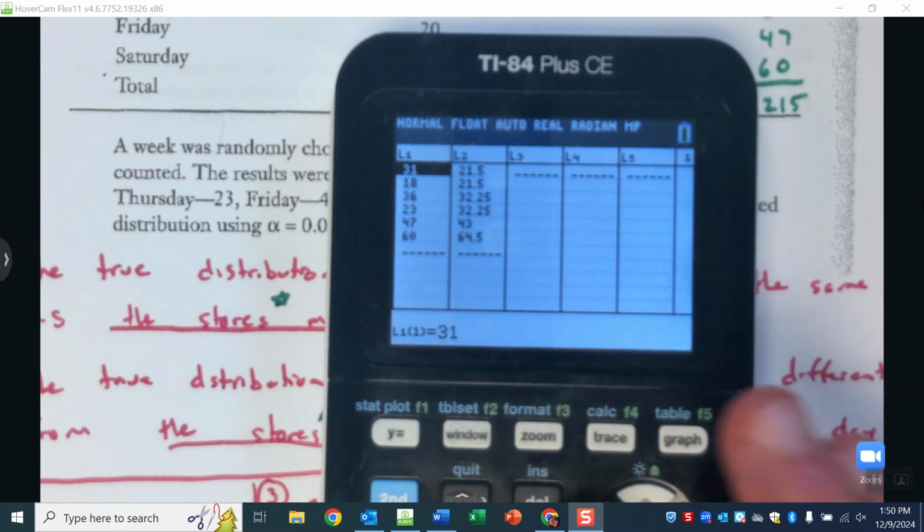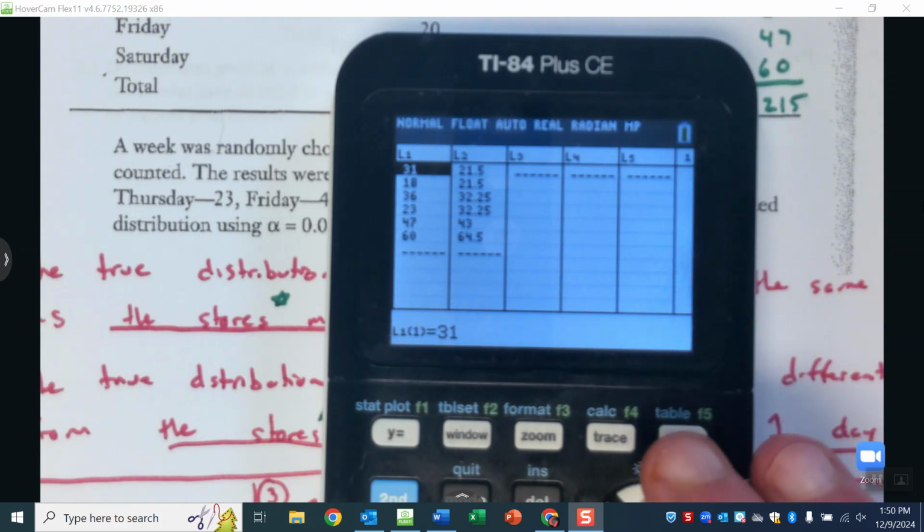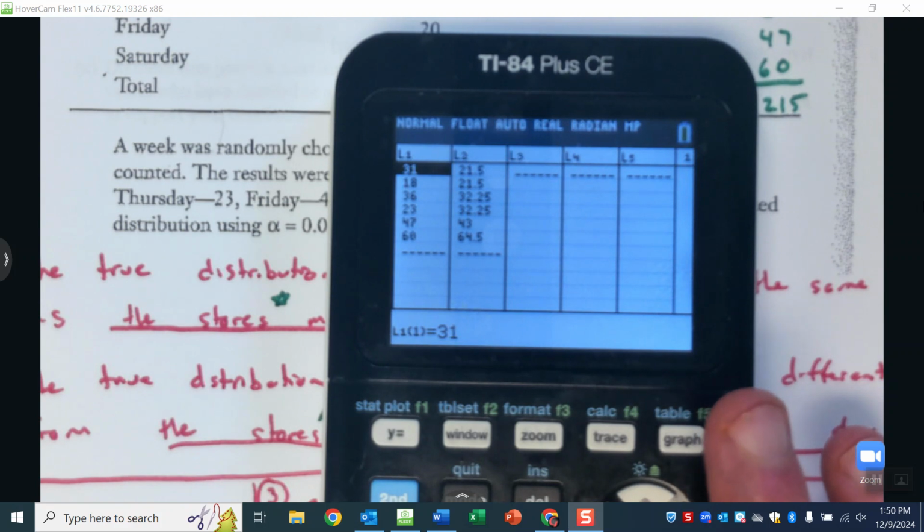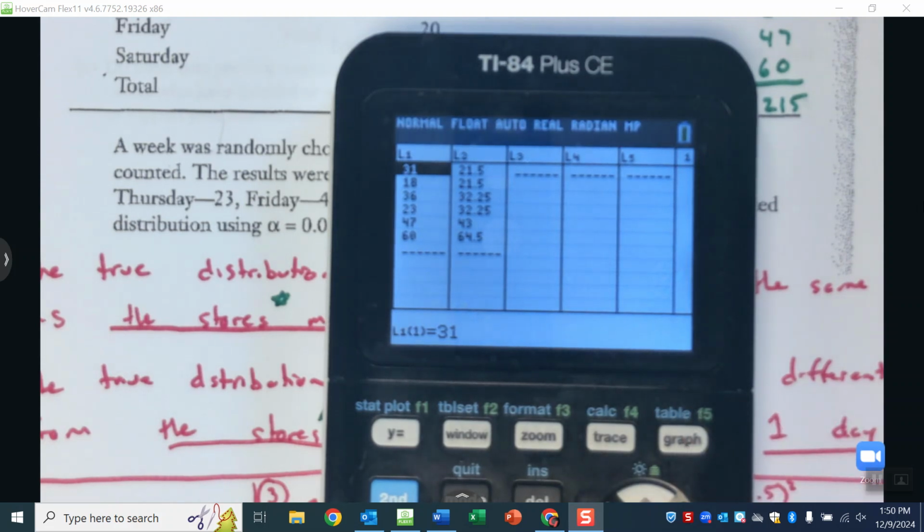You could switch these, but if you switched them, then you're going to have to remember in a minute when we tell the calculator to do the test where to look for your observed and your expected. Your calculator, as a default, expects the observed to be in L1 and the expected to be in L2.